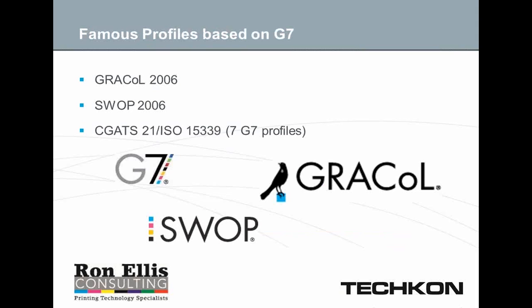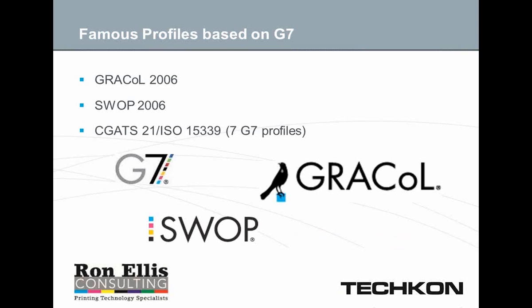And Grackle is the sheet-fed offset profile. SWAP, which is for web or publication printing. And these are pretty popular. You can go almost anywhere. And most digital printers are aimed at Grackle. Almost every proofing system that you buy today has these profiles built into them. And Grackle is probably the most popular profile. So most designers, if they don't know what they're aiming at, this is the profile that people aim at.